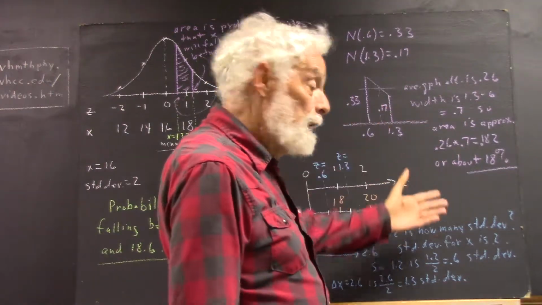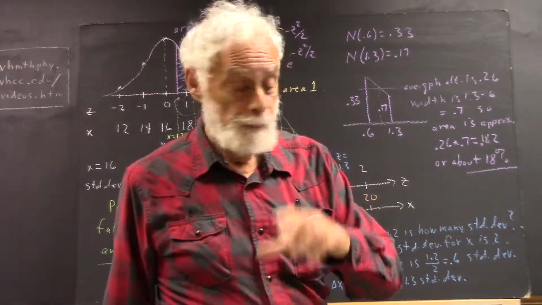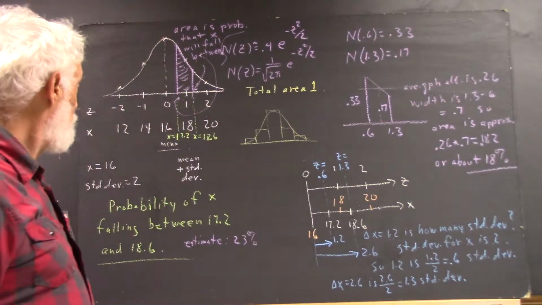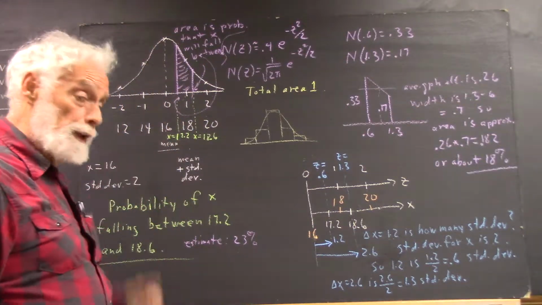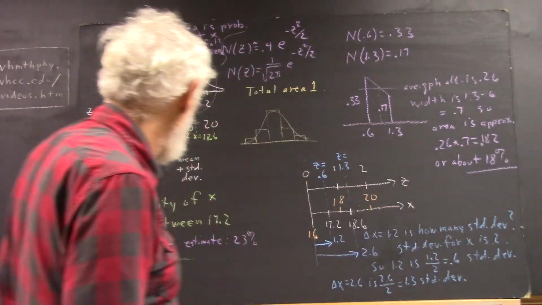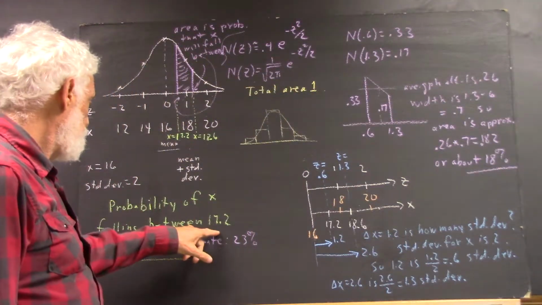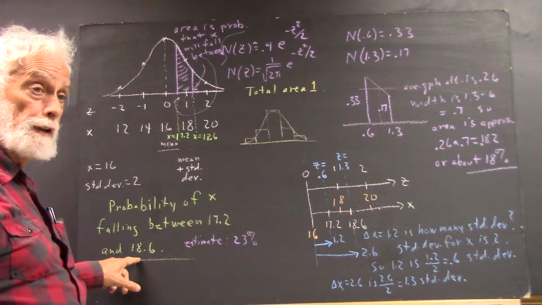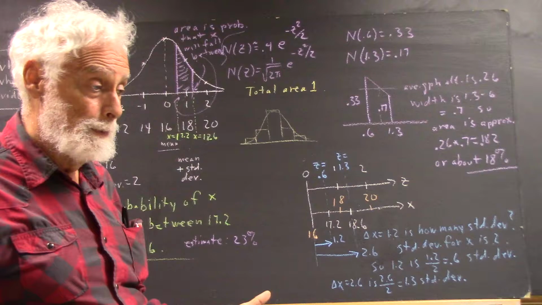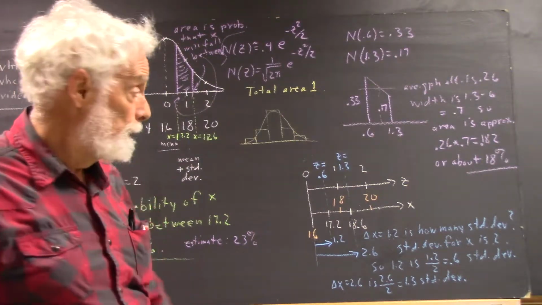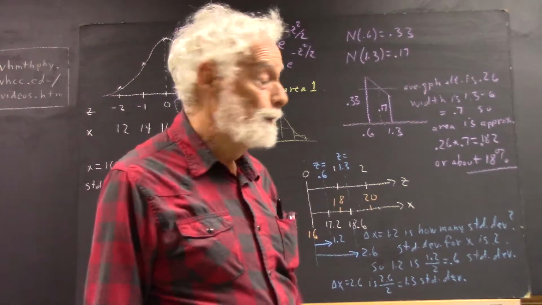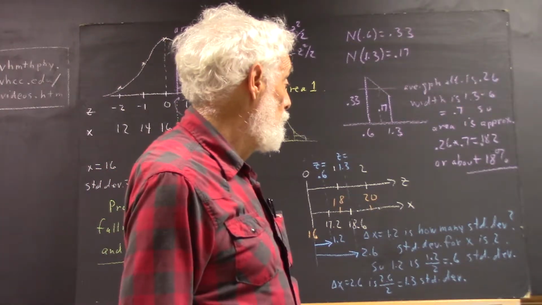Well, that means that if I took a bunch of SIPs with this mean and standard deviation, about 18% of them would come out between 17.2 and 18.6, assuming that the SIPs are normally distributed, which they might well be. When we analyzed the 10 SIPs, it was very plausible that there was a normal distribution.